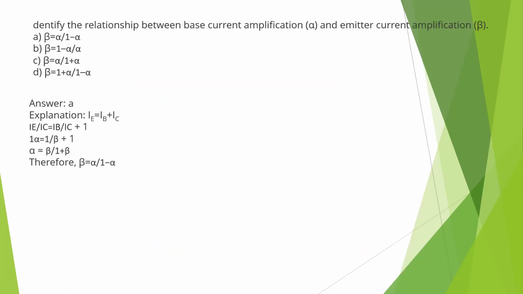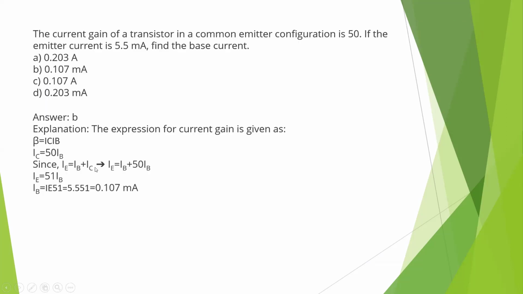Basic equations. Okay, identify the relationship between the base current amplification alpha and the emitter current amplification beta, which is a very basic, direct question. So IE is known as IB plus IC. So this is about the transistor. So IE, that is emitter current, is equal to base current plus collector current. So IE by IC equals IB by IC plus 1. So 1 by alpha is equal to 1 by beta plus 1. So alpha is nothing but beta by 1 plus beta.